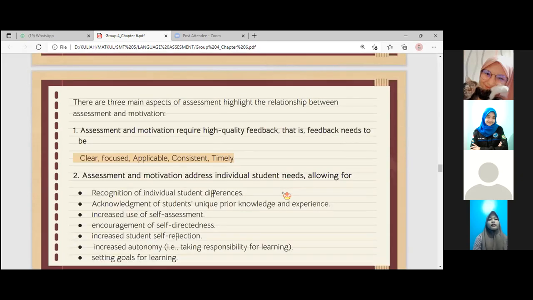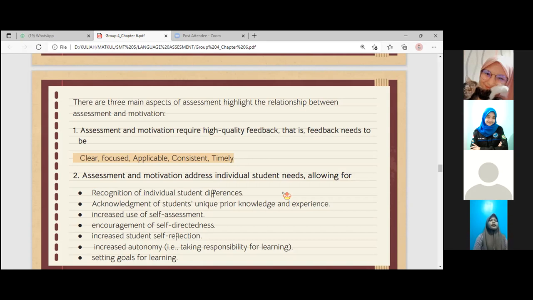There are three main aspects of assessment that highlight the relationship between assessment and motivation. The first is clear, so the teacher in giving feedback to the student must be clear, like which is the weakness and which should be improved by the student, which is the correct one, which is the wrong one. And then the next is focused, like giving feedback for that material.